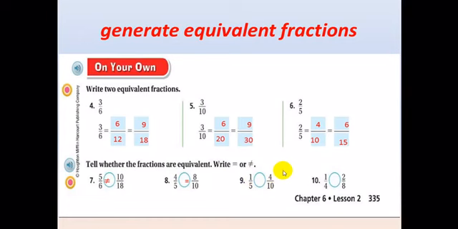Here 4/5 and 4 tenths. Here times 1, times what gives me 4? Yes, 1 times 4 gives me 4. Here it will be 4, and 5 times 4 gives me 10. No, it's not equal. Here a quarter and 2/8. 1 times 2 gives me 2, and 4 times 2 gives me 8. Yes, it is equal.